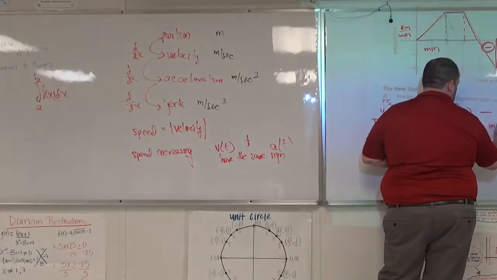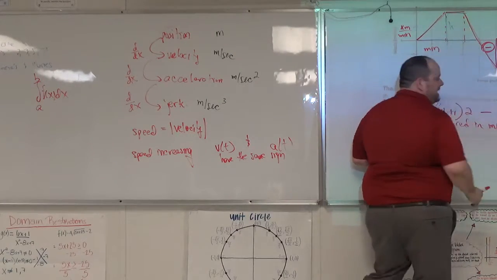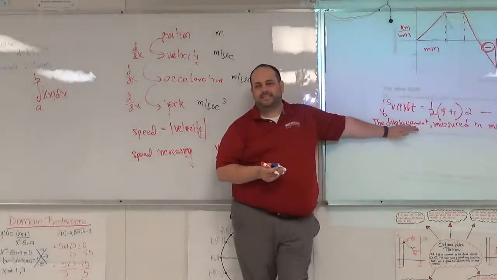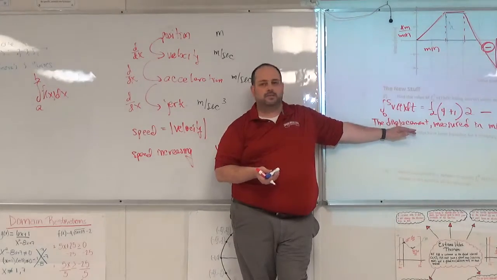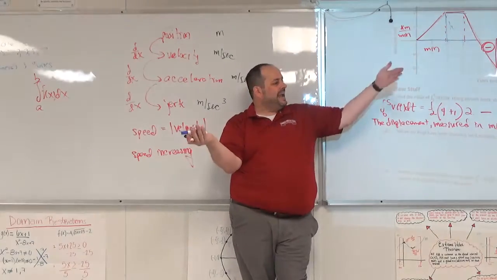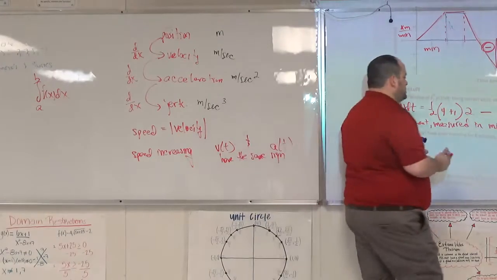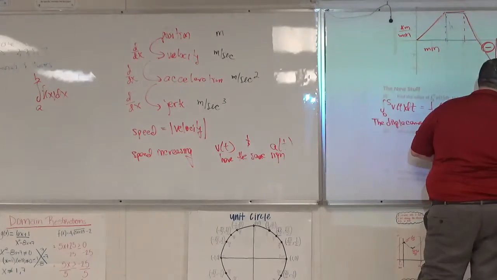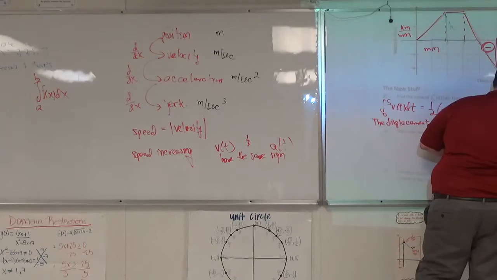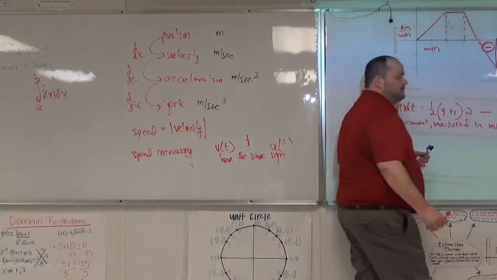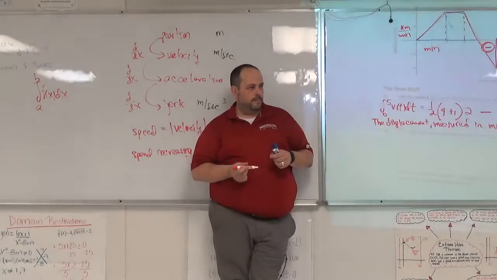Tell me what you're measured in. Measured in minutes. And I need a time interval. If all you ever tell me is displacement, that's not going to be good enough, because for displacement I need a starting point and an ending point. So it's the displacement measured in minutes from t equals 0 to t equals 5. Everybody good?